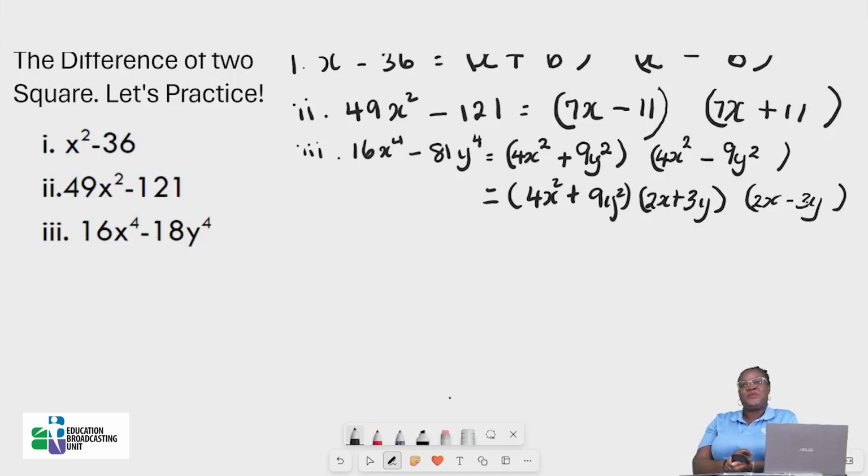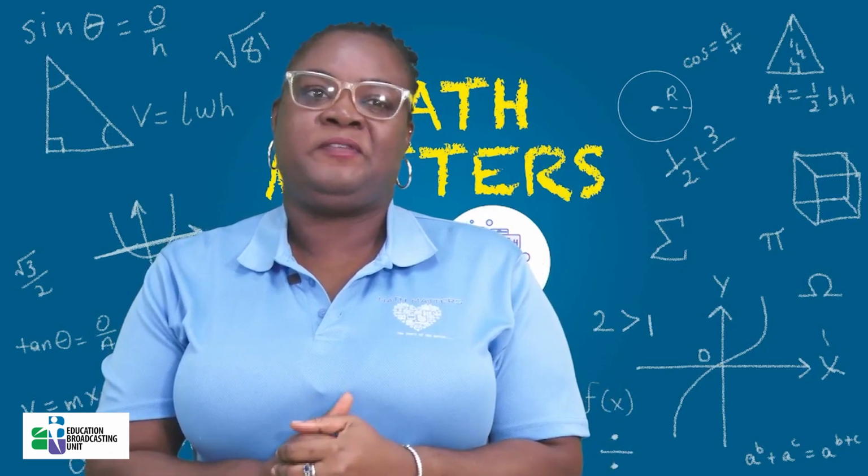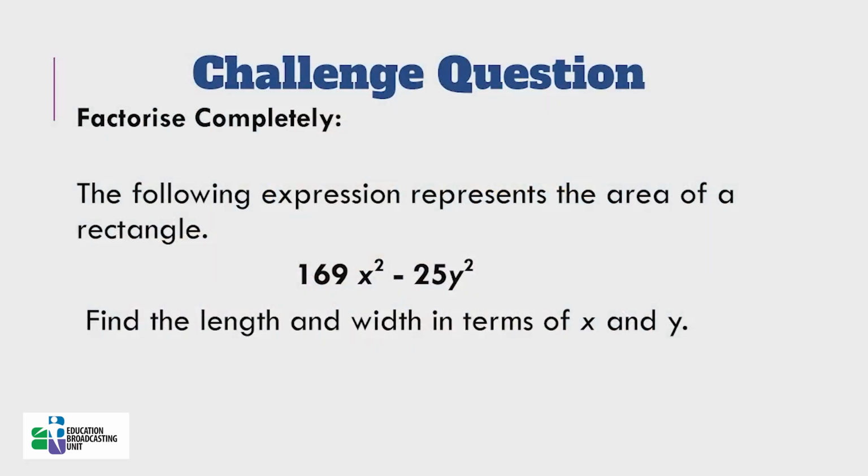You can do it on your own. Here is our challenge question. As promised, our challenge question for this week. Factorize completely. The following expression represents the area of a rectangle. 169x squared minus 25y squared. Find the length and width in terms of x and y.